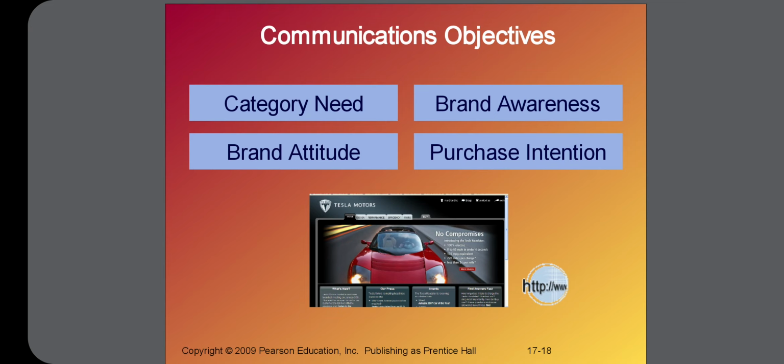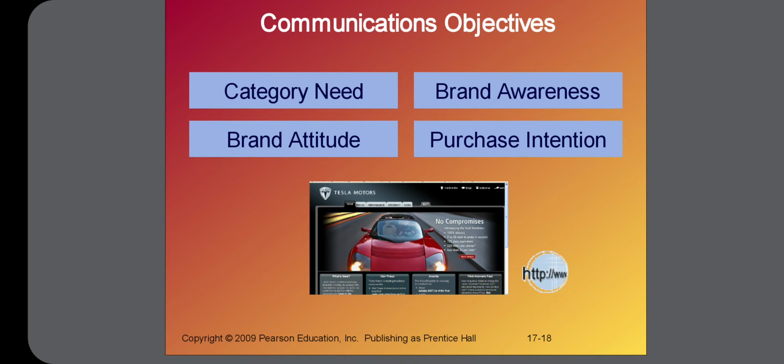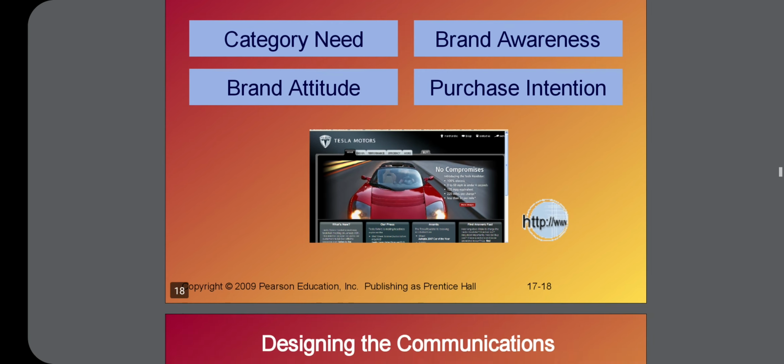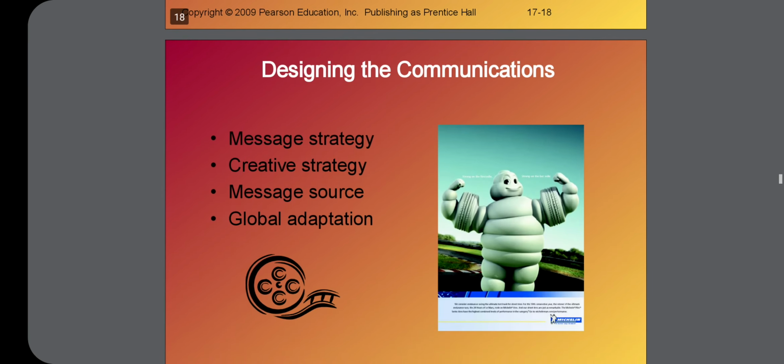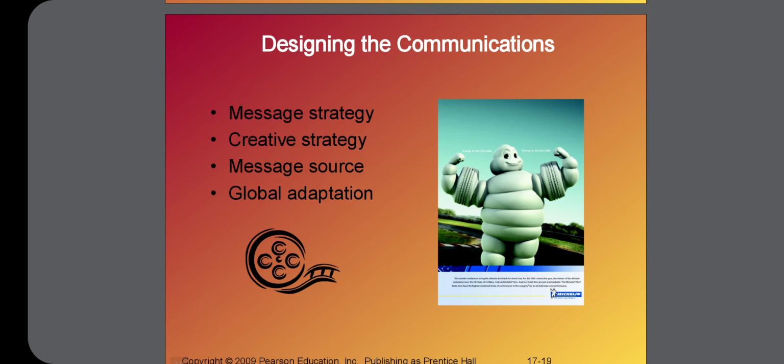So communication objectives, you need to consider the following: brand attitude, category need, brand awareness, as well as purchase intention. So in designing your communications, what would be your message strategy? How creative are you in your advertisement or in your communication mix? What would be your message source? If you are going global, how adaptive or responsive is the global market in terms of advertisement?